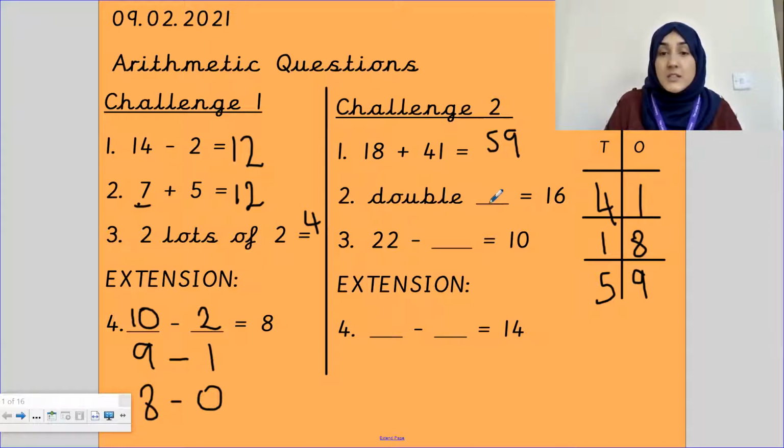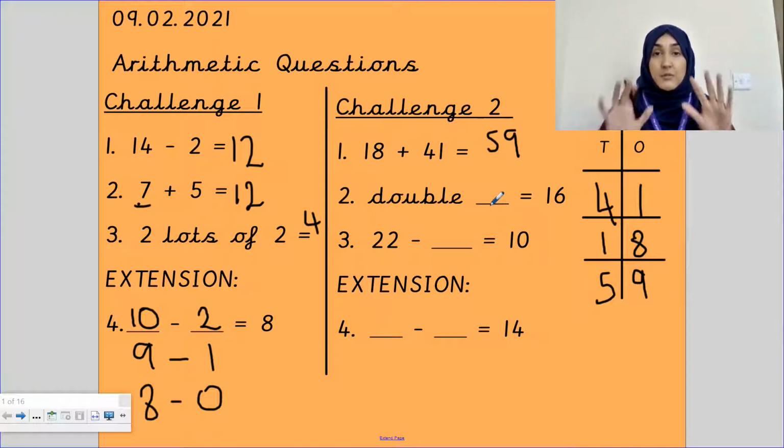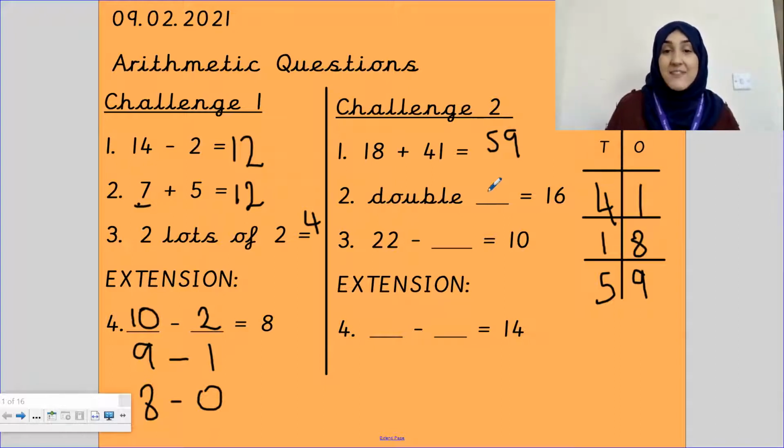Next, it says double something equals 16. So remember, when we are doubling something, it's twice as much, okay? So what we are going to do is we are going to check on our fingers. I know that double 5 is 10. What is double 6? Well done, 12. Oh, I'm getting warmer. What is double 7? 14. What is double 8? 16. Fantastic. Double 8 is 16.